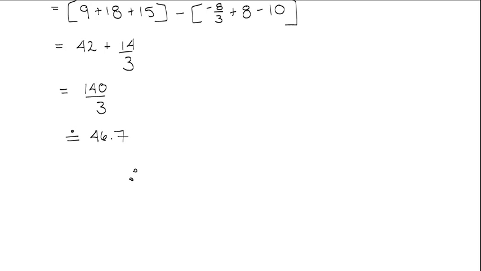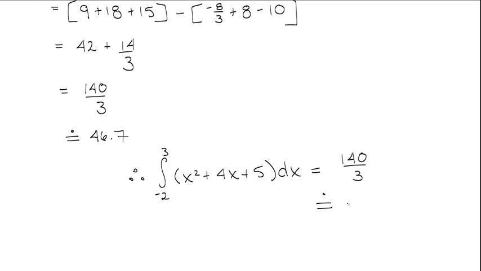So now you can have your therefore statement. Therefore, the integral from -2 to 3 of x squared plus 4x plus 5 dx is equal to 140 over 3, or approximately 46.7. And that is how you use the fundamental theorem of calculus.